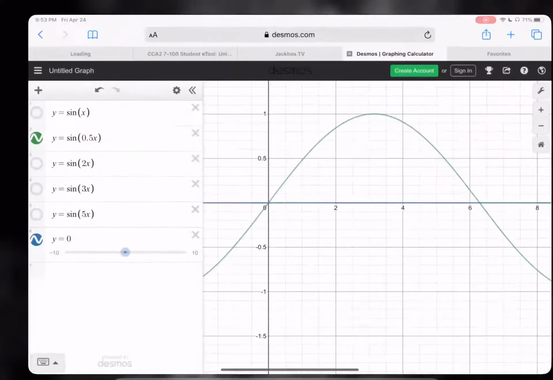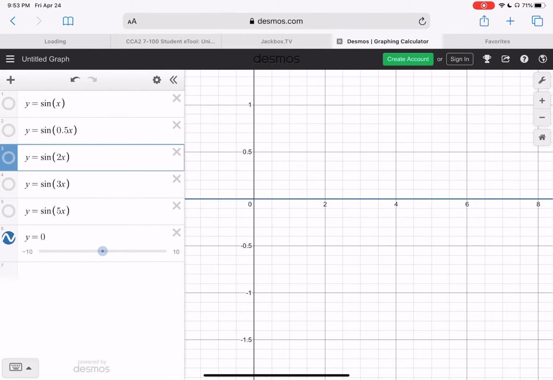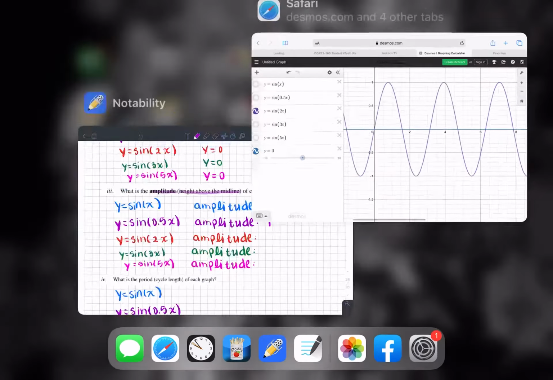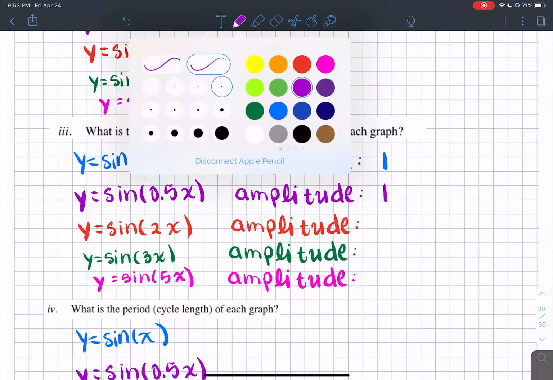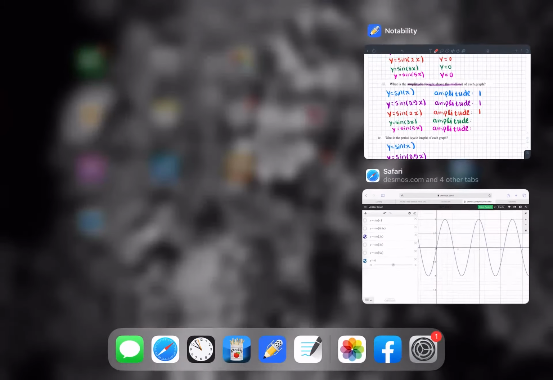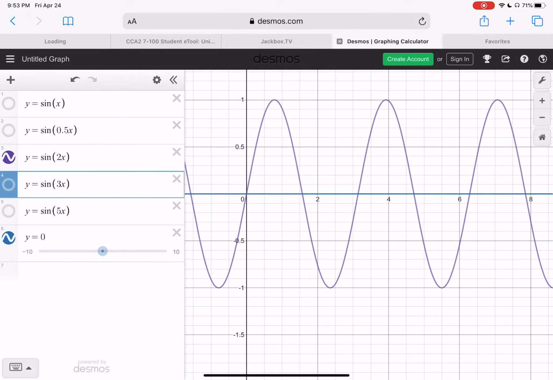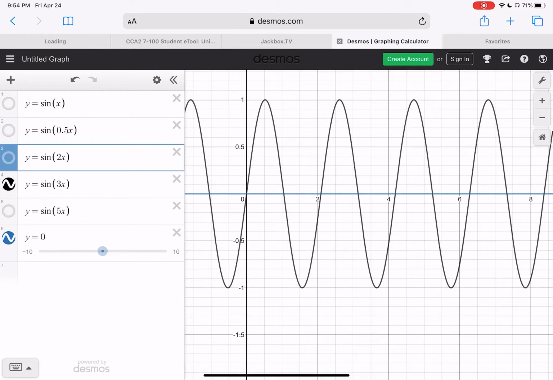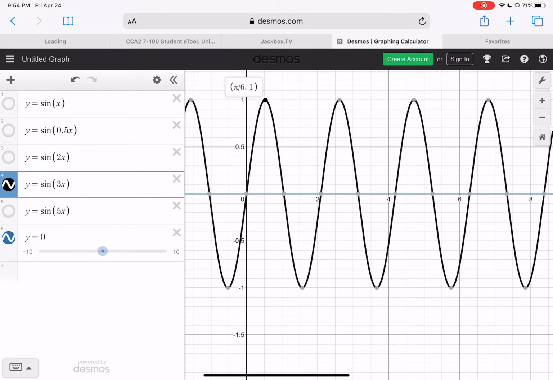Now if we look at y equals sine of 2x, the distance from 0 to the highest point is 1, once again. So that amplitude is 1. Let's look at sine of 3x. The distance from the midline, which is still 0, to that highest point is again 1.